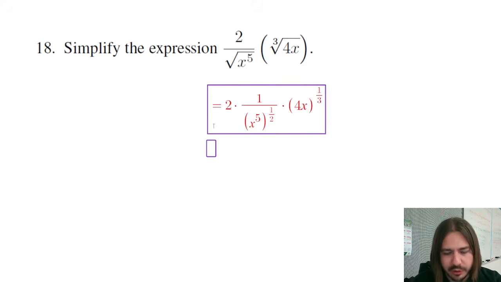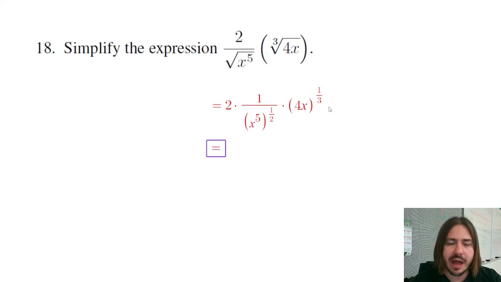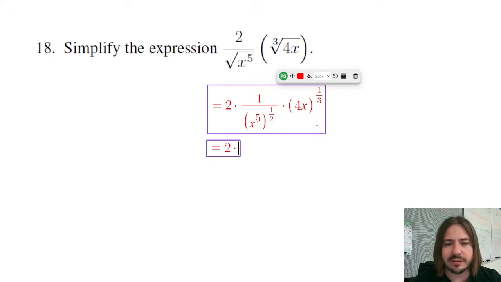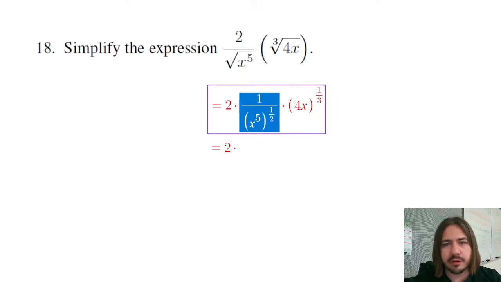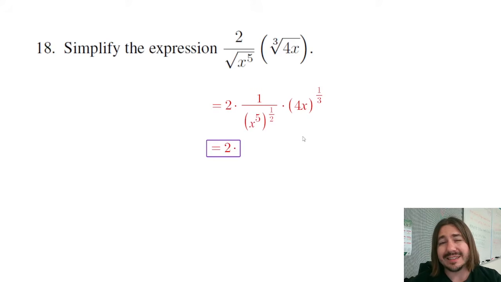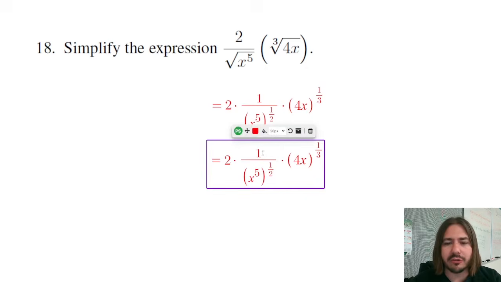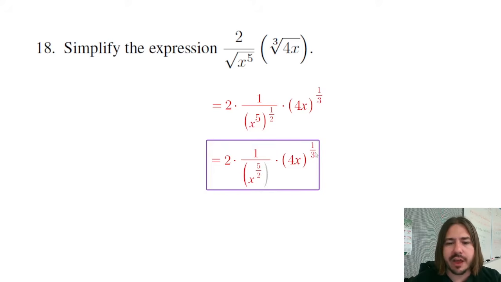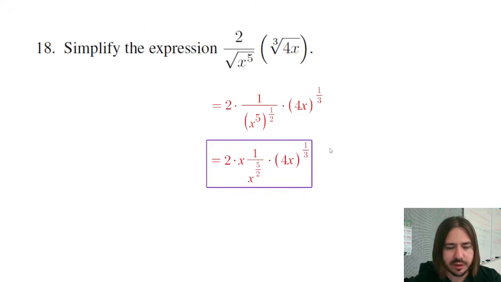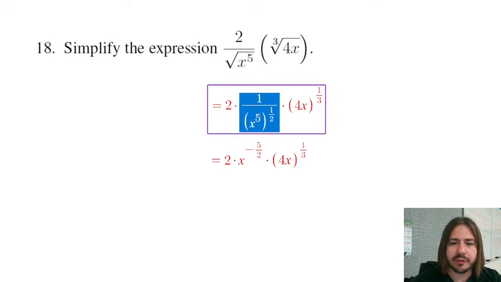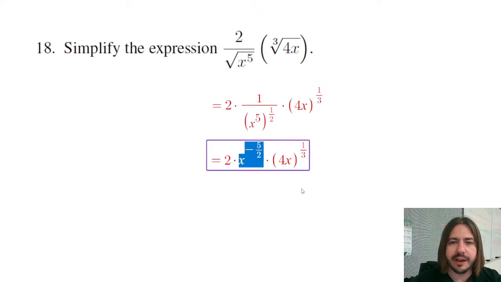So the next step is to clean up all of these powers. 2, I'm going to just leave how it is. Whenever you have 1 over a power, that's equivalent to that same power, but negative. So one way we can rewrite this is to say, well, we're raising a power to a power here. 5 times 1/2 is going to be 5/2. And then if we have 1 over that, that would be equivalent to x to the negative 5/2 power. So I'm just rewriting this term right here as x to the negative 5/2.